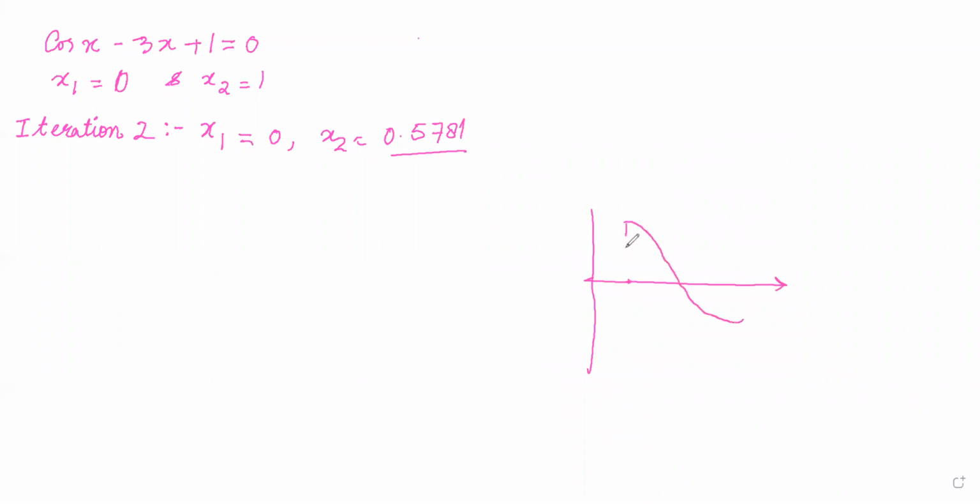At x1 our function is positive, f of x1 is 2, and at x2 our function is negative. Now we have obtained the new value of x, that is x3, at which again our function is positive. Our x3 will be somewhere here in this region. Therefore, for the new search domain we have to replace x1, not x2. We'll take x1 equal to x3, that is 0.5781.